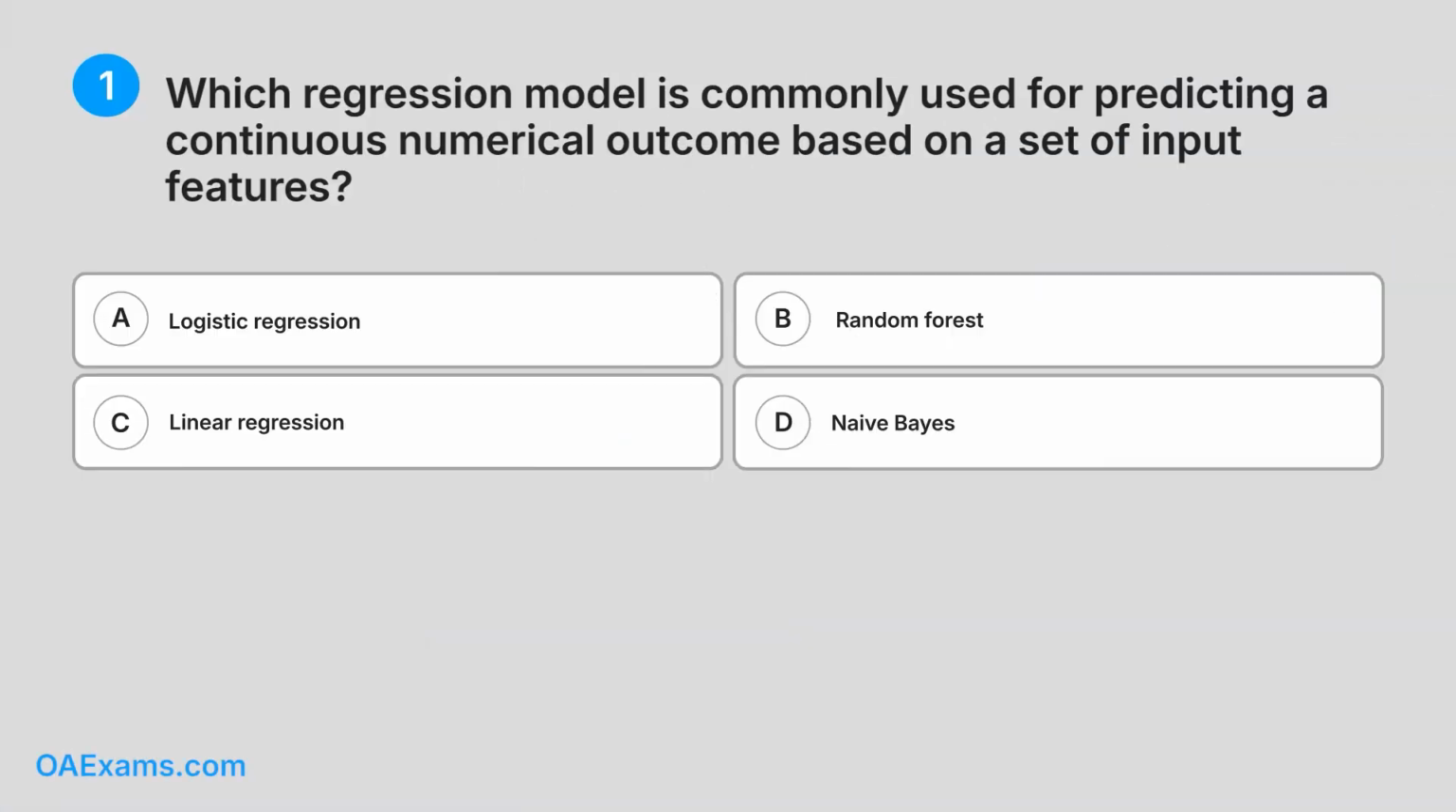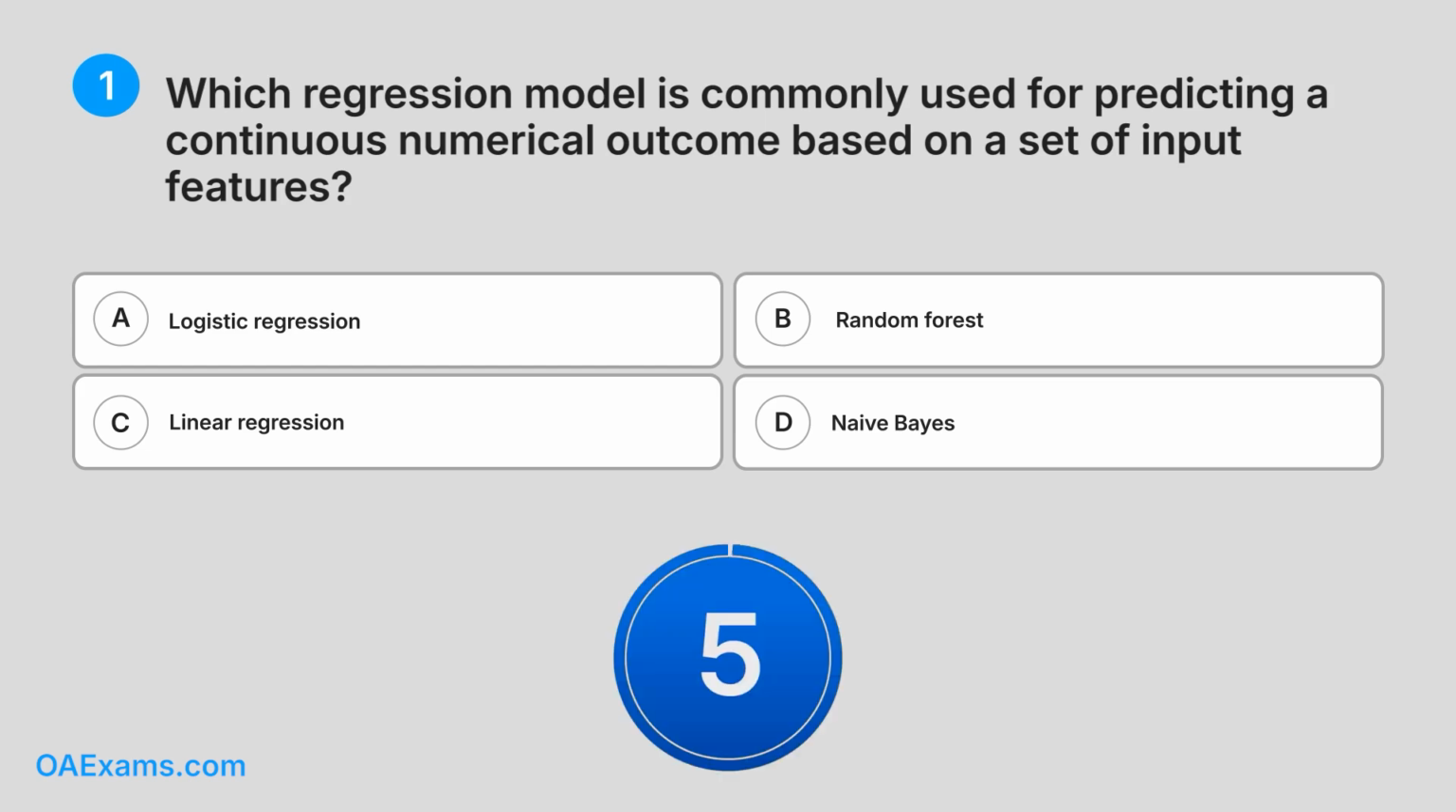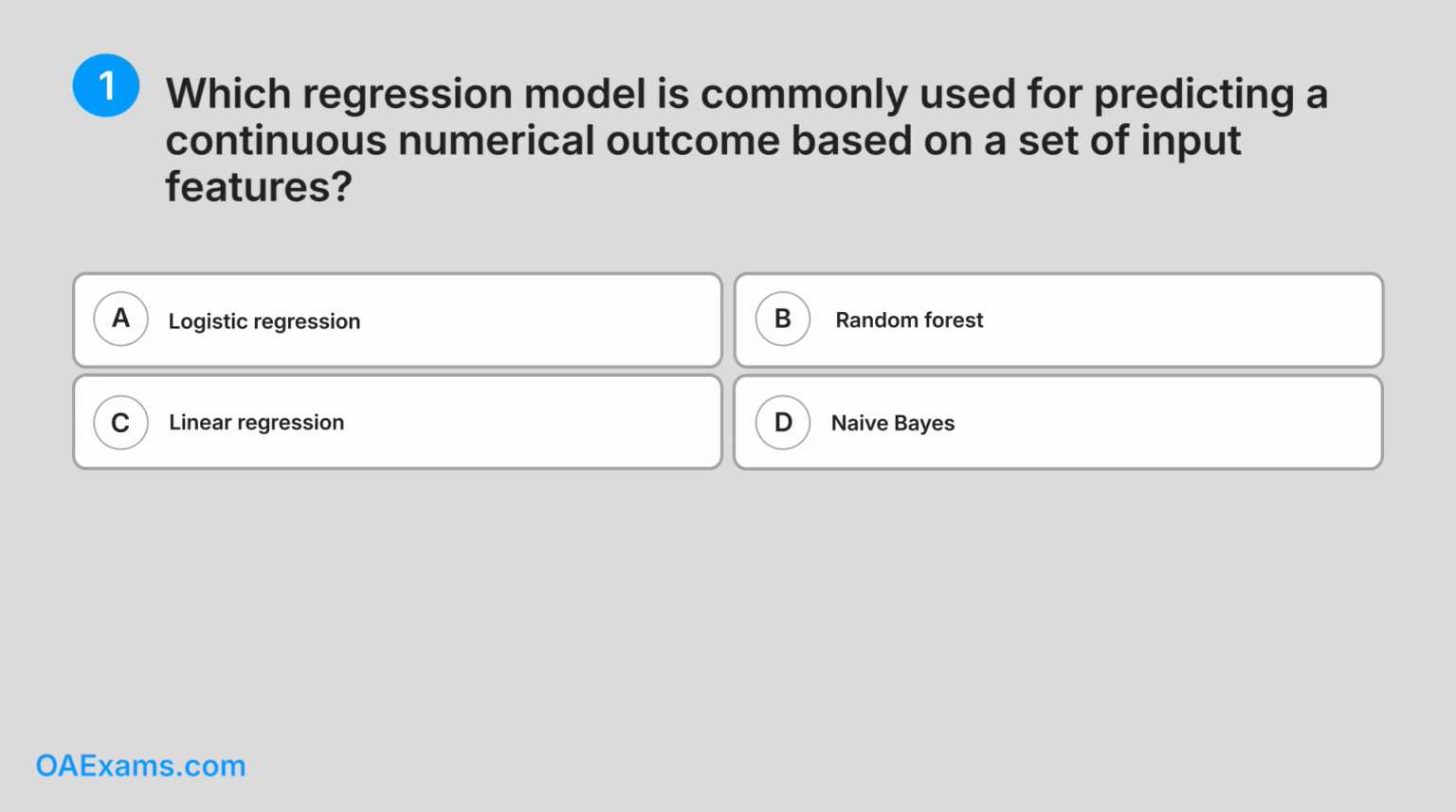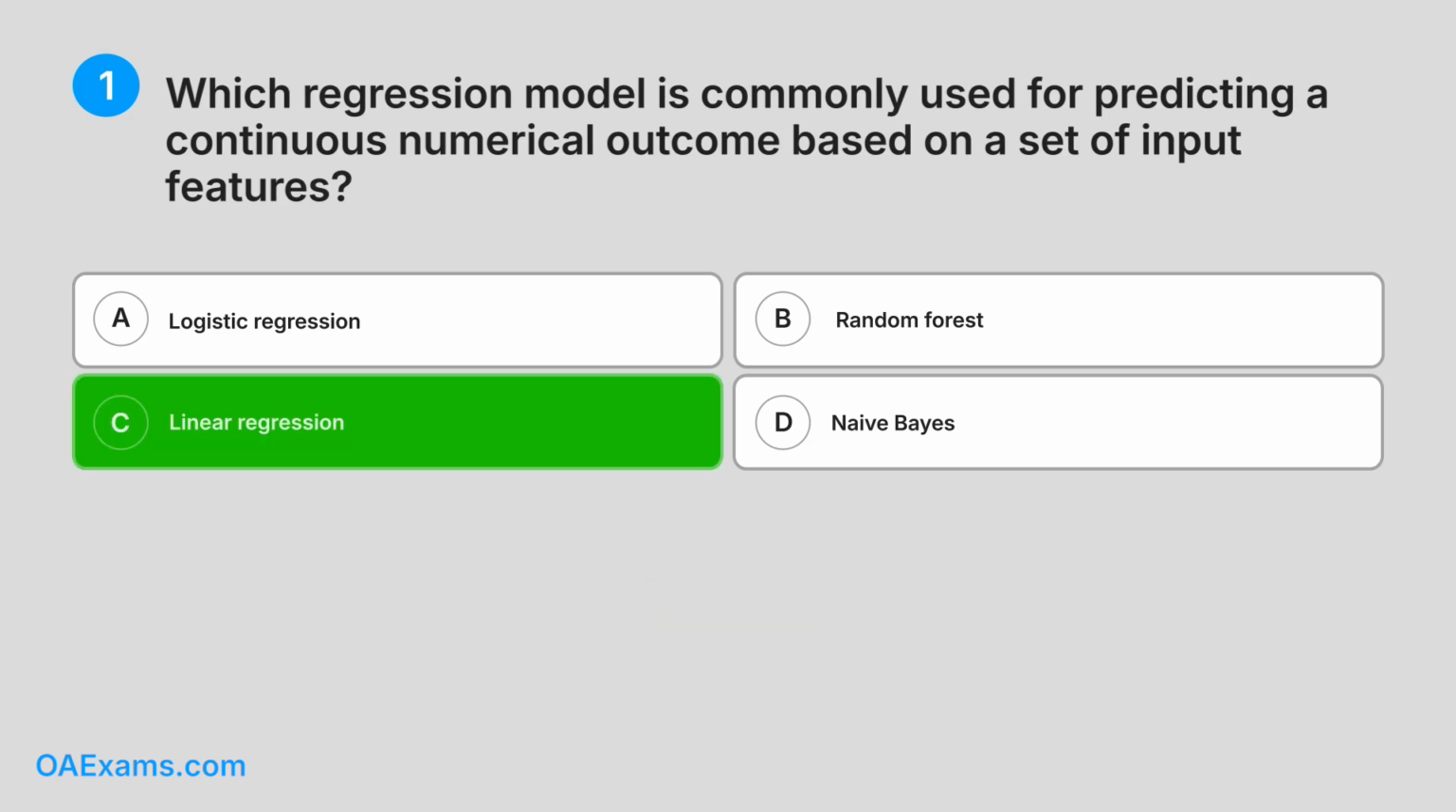1. Which regression model is commonly used for predicting a continuous numerical outcome based on a set of input features? A. Logistic regression. B. Random forest. C. Linear regression. D. Naive Bayes. What do you think is the answer? Correct answer: C. Linear regression.